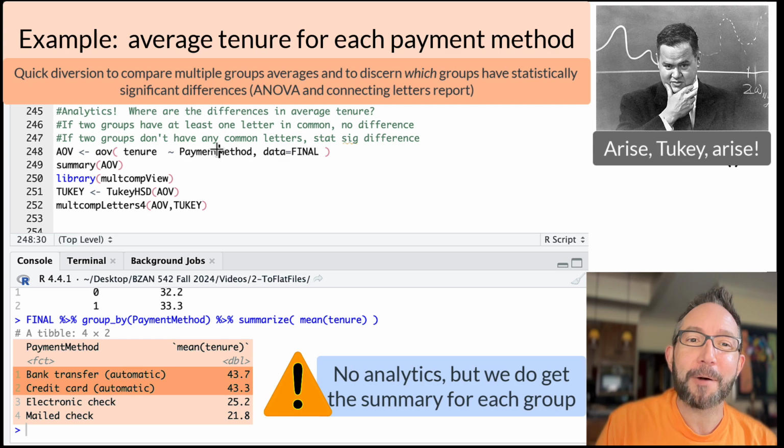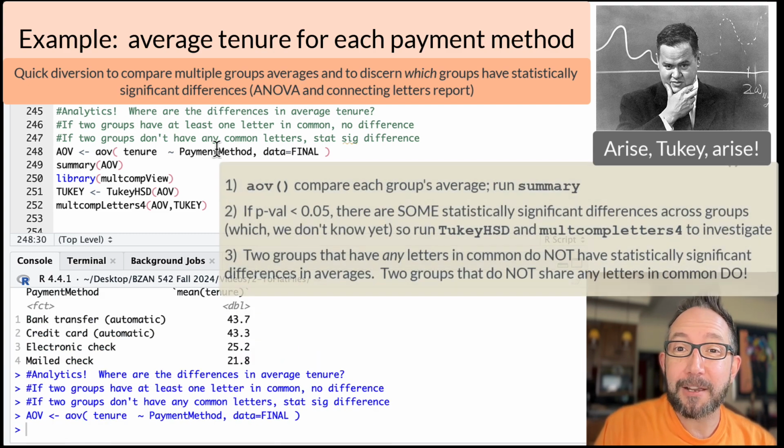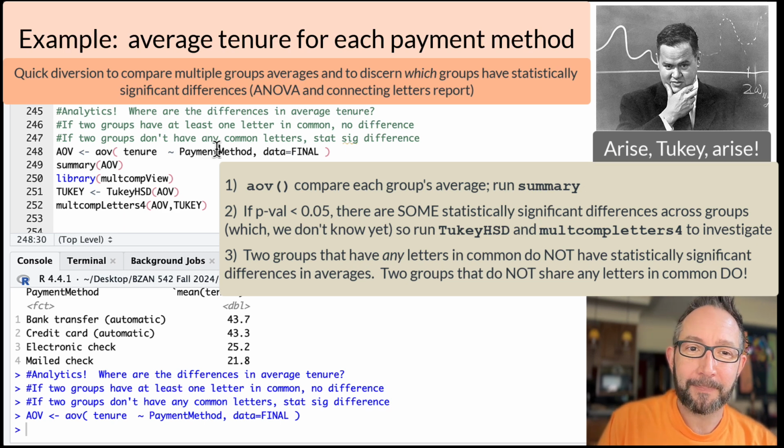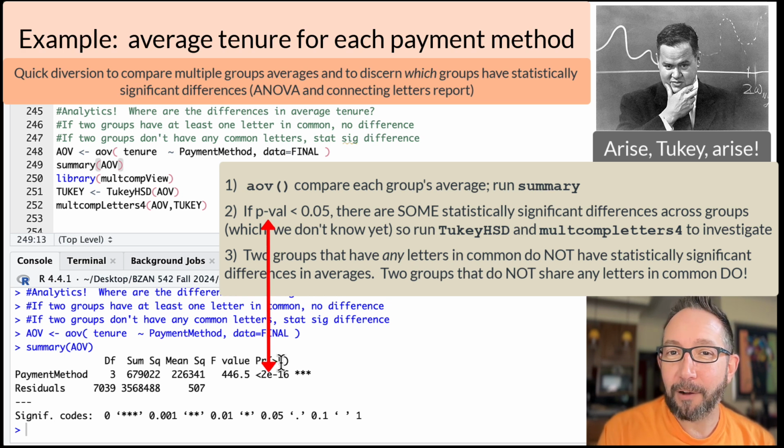Let's extract some nuggets of insight in this video here. So we'll set up the AOV command to do the analysis of variance, comparing those 4 averages together. And then what we'll do, we'll look at a summary. This p-value lets us know that not all 4 averages are the same because it's less than 0.05.